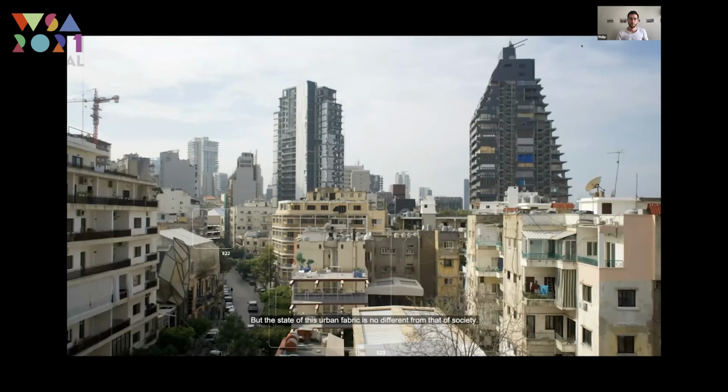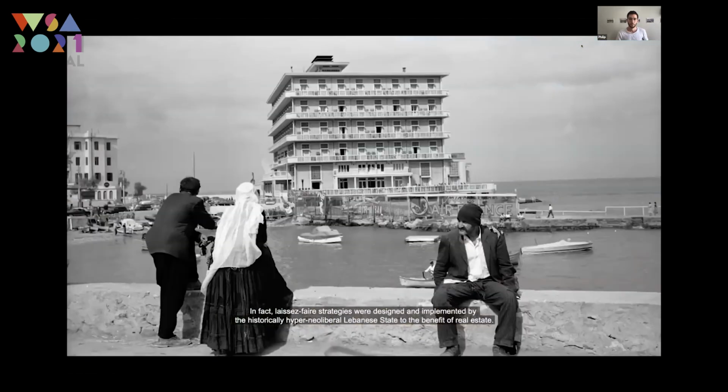But the state of this urban fabric is no different from that of society. In fact, laissez-faire strategies were designed and implemented by the historically hyper-neoliberal Lebanese state to the benefit of real estate.